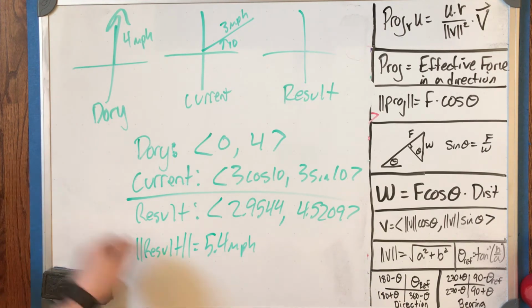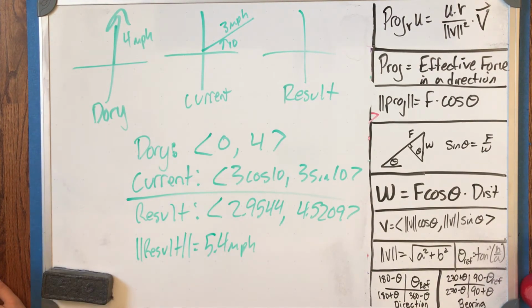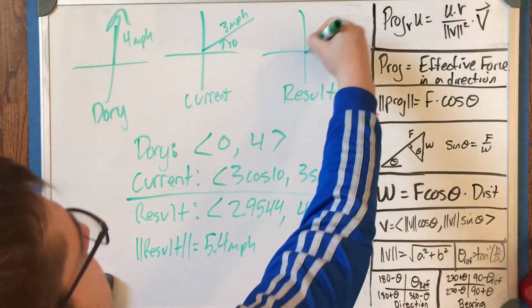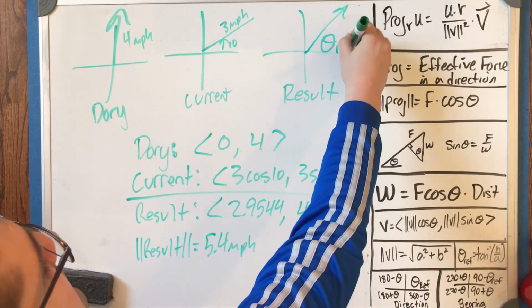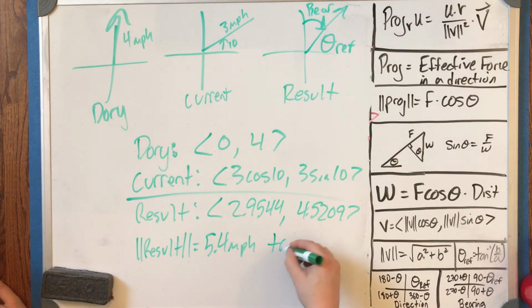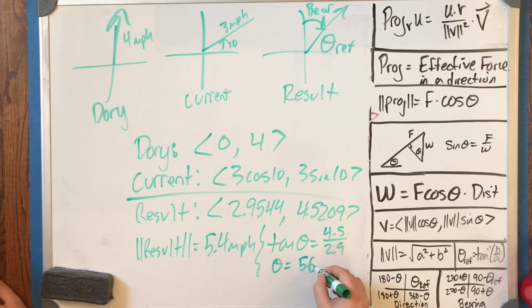So she's actually going faster, because they're working together. And now for the bearing. Positive, positive, so I know I'm going right here. I'll find this reference angle, but I want the bearing, which is up here. So tangent theta equals 4.5 over 2.9, using the exact values in my calculator, not rounding anything. I get that theta is 56.84. The bearing is then 90 minus that reference angle, which is 33.61.